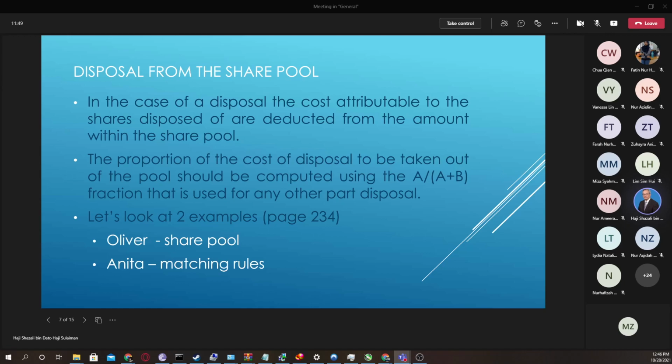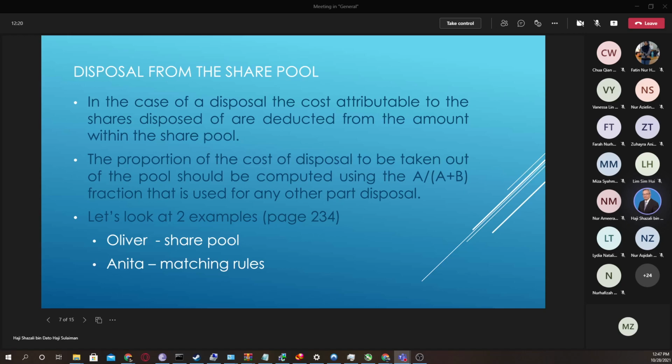1st July 1996, 1,000 shares for 2,000. 11th of April 2001, 2,500 shares for 7,500. 17th of July, 500 shares for 2,000. And 10th of August, 400 shares for 1,680. Anita sold 4,000 shares for 16,400 on 17th July 2018. You are required to calculate the net gain on sale.